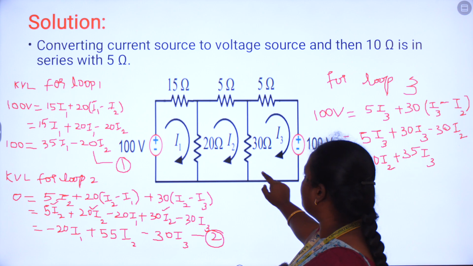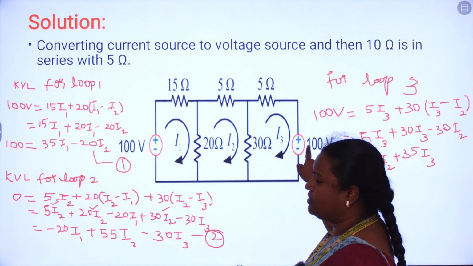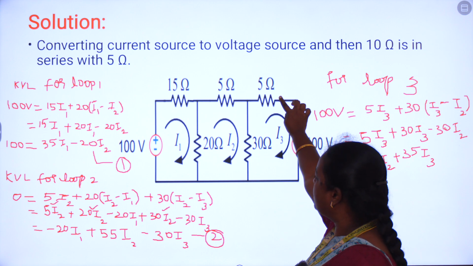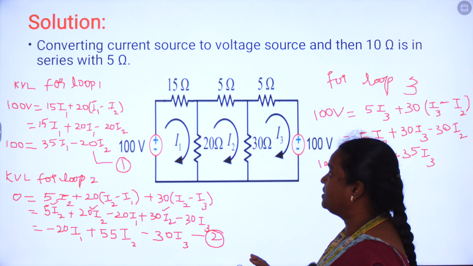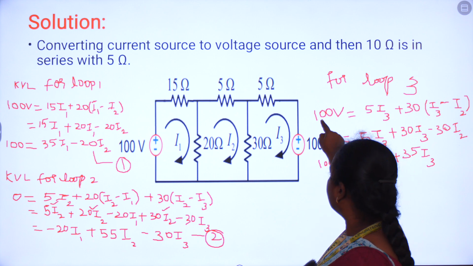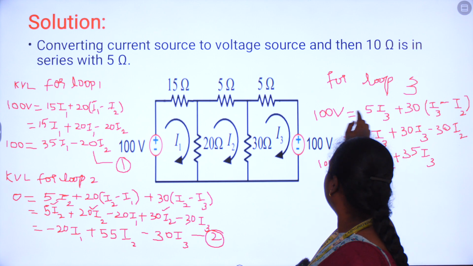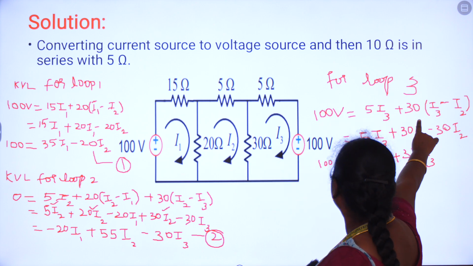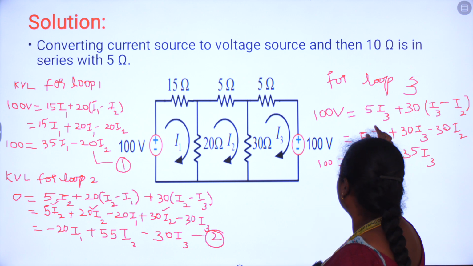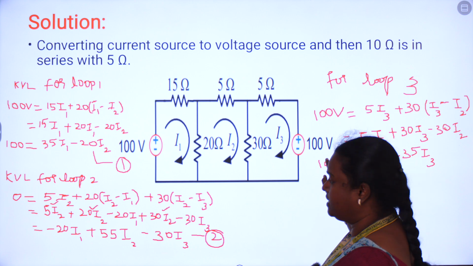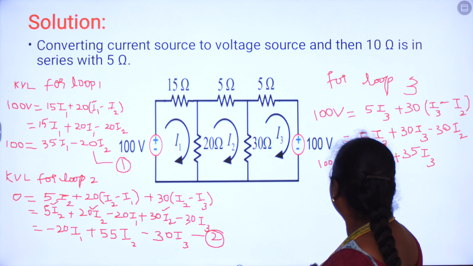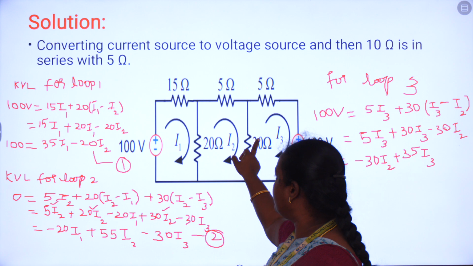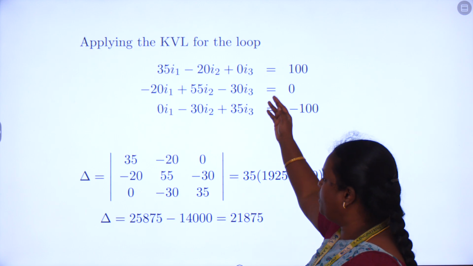And writing the KVL equation for the last loop, which consists of a voltage source, the voltage rise is 100 volt and the drop is the drop across the 5 ohm resistor and the 30 ohm resistor. So the voltage rise is 100 volt and the drop is 5 into I3, and the 30 ohm resistor is present between I3 and I2, so 30 into (I3 minus I2). Solving this, we get 100 equals minus 30 I2 plus 35 I3.